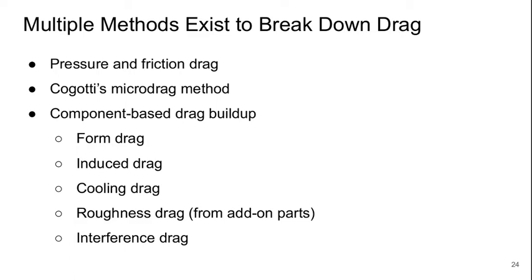Now, there are lots of different ways that we can break down the drag. We can think about it in terms of pressure versus friction drag. We can think of it in terms of a momentum drag method, which is basically an integral-based approach, as we'll see. Or we can look at a component-based drag buildup where we look at form drag, induced drag, cooling drag, roughness components, and interference effects.